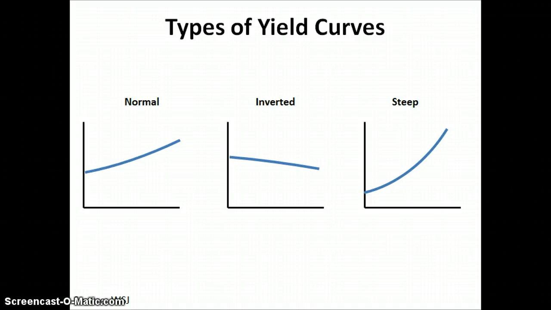The second type is an inverted yield curve. This is where long-term rates are lower than short-term rates. This potentially indicates a recession brewing. Finally, there is a steep yield curve. This is where long-term rates are much higher than short-term rates, indicating that investors are expecting continued recovery or expansion.